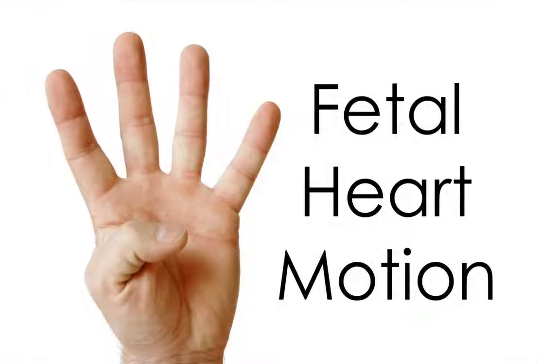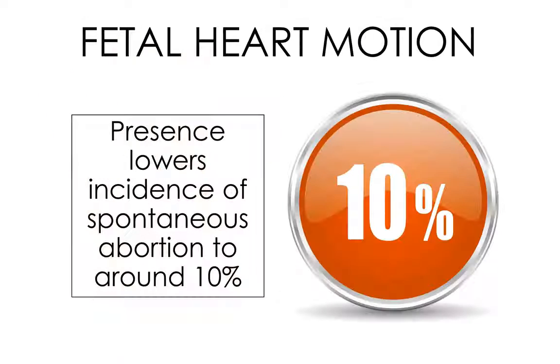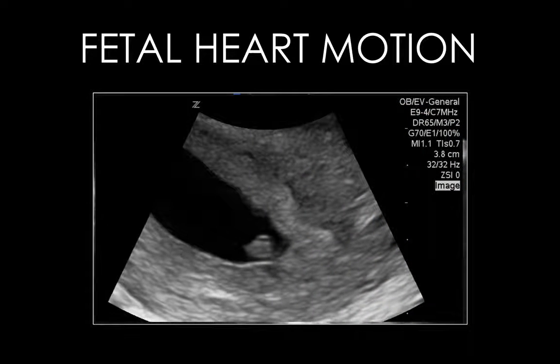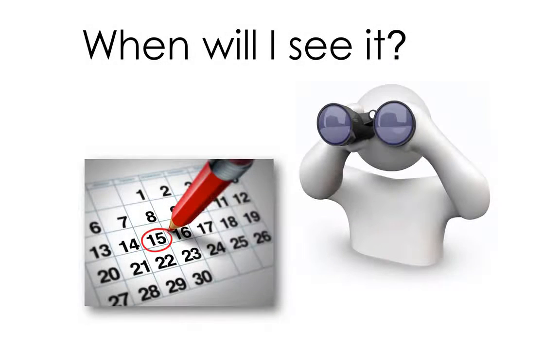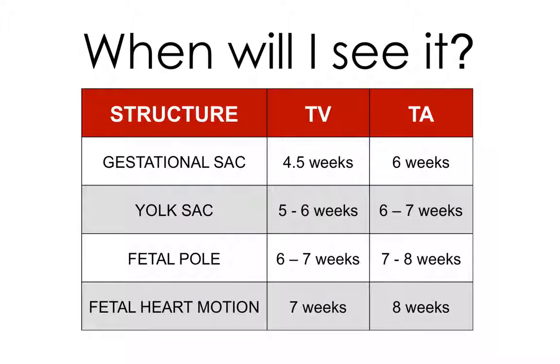The fourth ultrasound finding is not a structure, but is rather the presence of fetal heart motion. The presence of fetal heart motion is an important prognostic factor, since pregnancies that have fetal heart motion only have an incidence of spontaneous abortion of about 10%. Here is a video from the first trimester of pregnancy which demonstrates fetal heart motion. Let's review when each of these structures will be seen during gestation of a normal pregnancy. This table shows when the four findings of normal intrauterine pregnancies will be seen by transvaginal and transabdominal ultrasound. As noted earlier in the module, these findings are seen about 10 days earlier by the transvaginal approach.